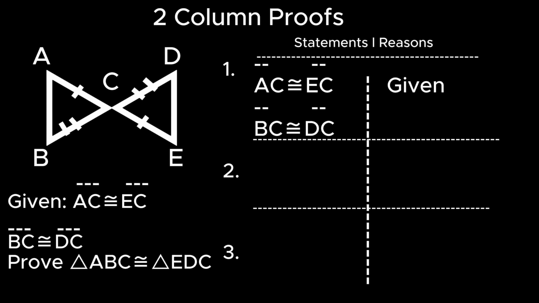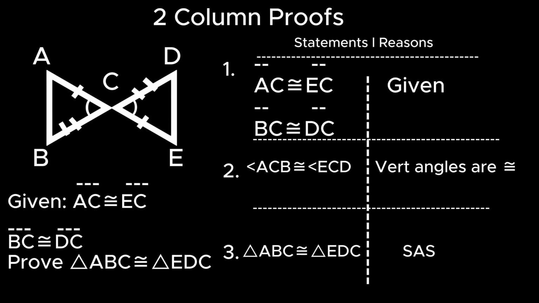Now, for our next step, what else can we prove about these two triangles? What other parts of the triangles are congruent? Well, we can prove that angle ACB is congruent to angle DCE. And why? Because vertical angles are congruent. And finally, our last step, we have a side, we have an angle, and we have a side that's congruent on both of the triangles. So using the SAS postulate, we can say that triangle ABC is congruent to triangle EDC.